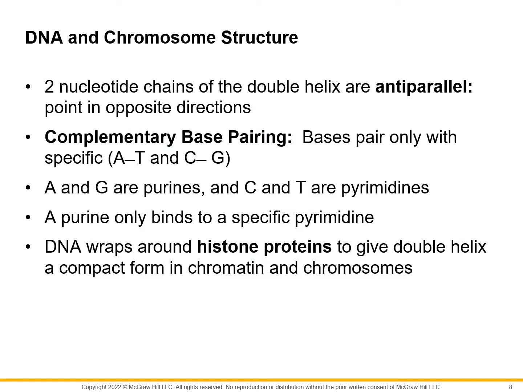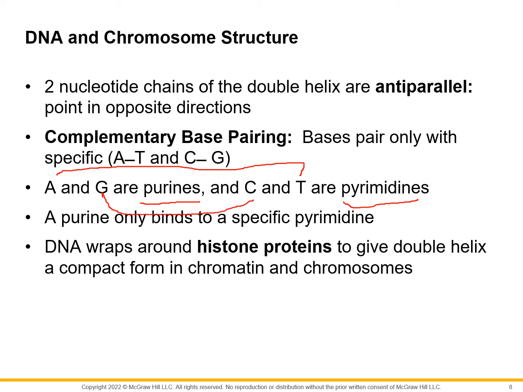Now, the two nucleotide chains form a double helix, and they run in opposite directions. It's referred to as anti-parallel. But again, remember, A and T always bind together, and C and G always bind together. If you get farther along, and this is not something I'm going to test you on, A and G are purines, and C and T are pyrimidines. Now, a purine will not bind with another purine, it binds with a pyrimidine. And again, certain ones bind with certain ones, and they don't mix.